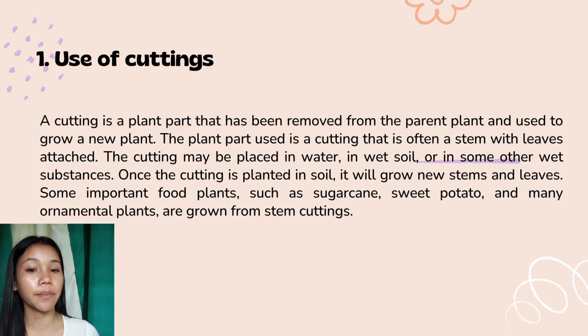Now, I'll be discussing with you the types of asexual reproduction or vegetative propagation in plants. Number 1, we have the use of cuttings. A cutting is a plant part that has been removed from the parent plant and used to grow a new plant.